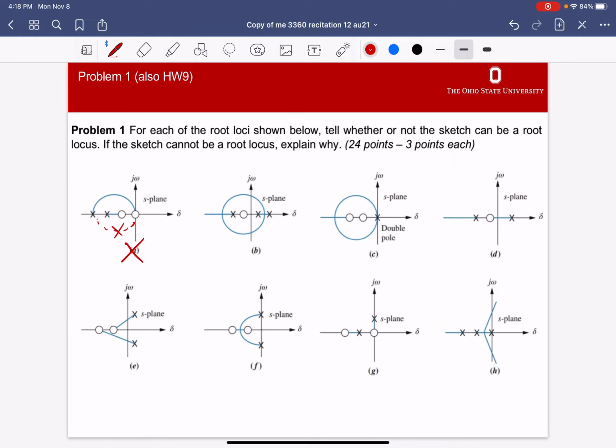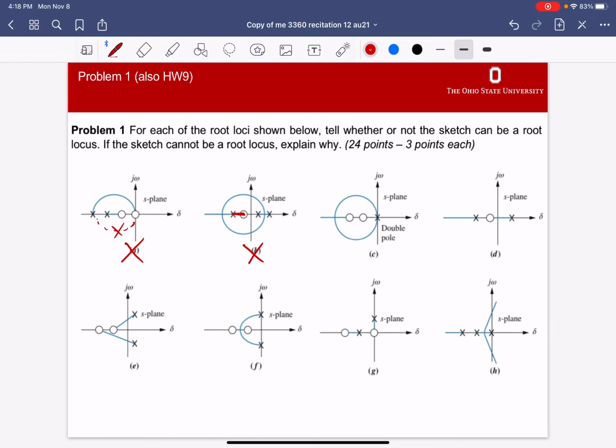So for part B, what do you think? Is that a root locus or not? I'm seeing some nods. No? That's right. That also cannot be a root locus. Here, essentially, you would have this segment also be a part of the real axis root locus, right? So yeah, this is also not a root locus.